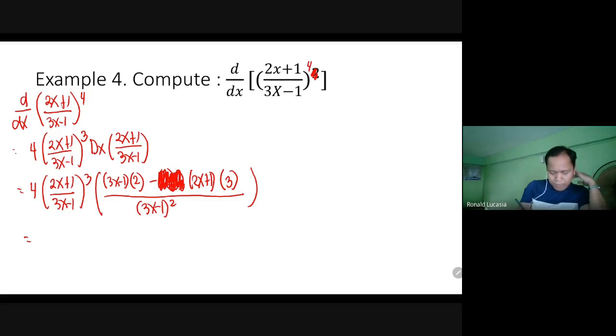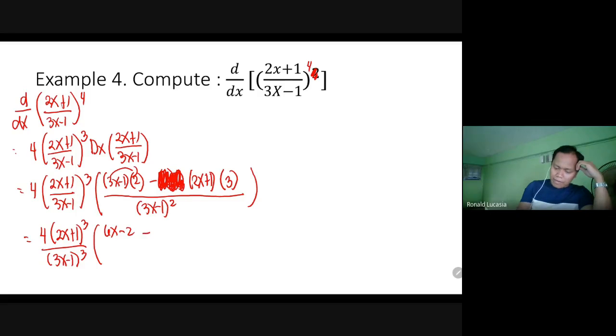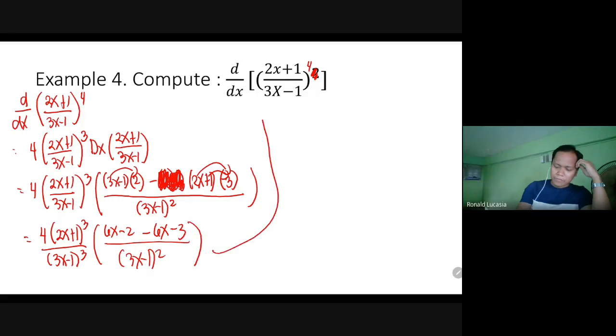So this is equal to 4 times 2x plus 1 cube. Ang baba naman dito ay 3x minus 1 cube, multiplied by 6x minus 2 minus 6x, may negative ka sa labas, so maging 6x. 1 times 3, 3, may negative sa labas, minus 3, over 3x minus 1 squared. So this is equal to 4, 2x plus 1 cube over 3x minus 1 cube multiplied by 0 to. So matitira mo dyan ay negative 5 over 3x minus 1 squared.